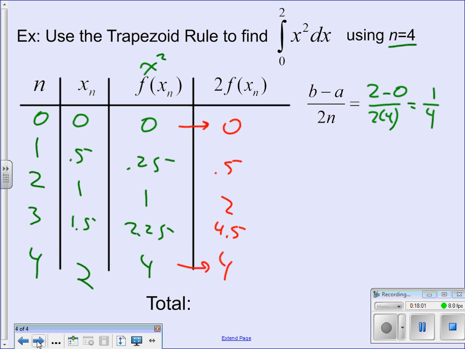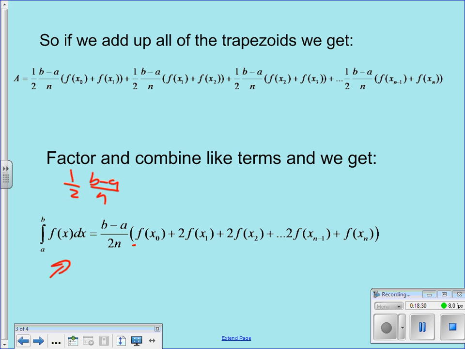Total it up. Add them together, total. Six, 5, 6, 7. So this is not our answer. We just figured out that's 11. And what did we figure out this part here was? 1/4.